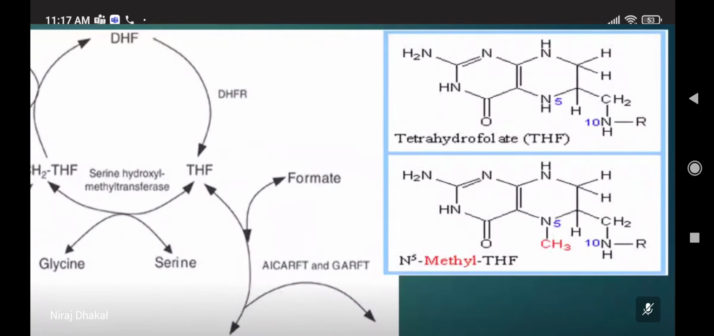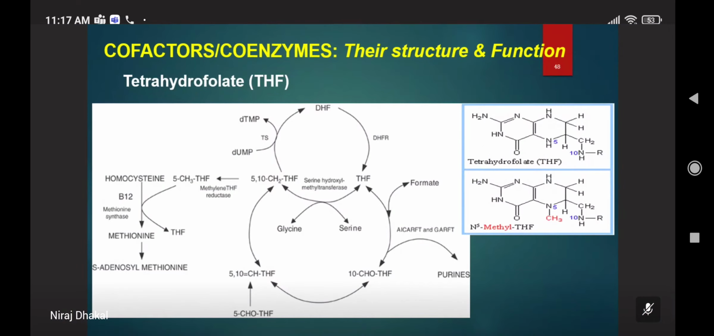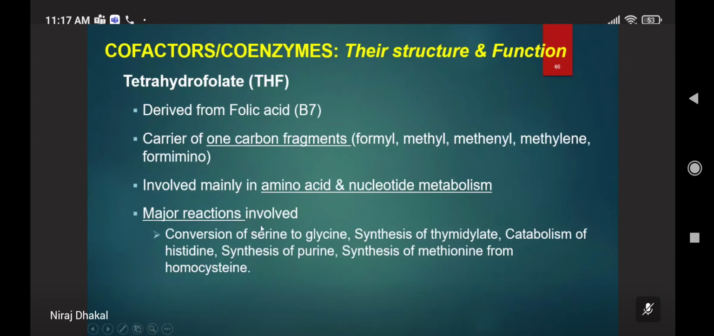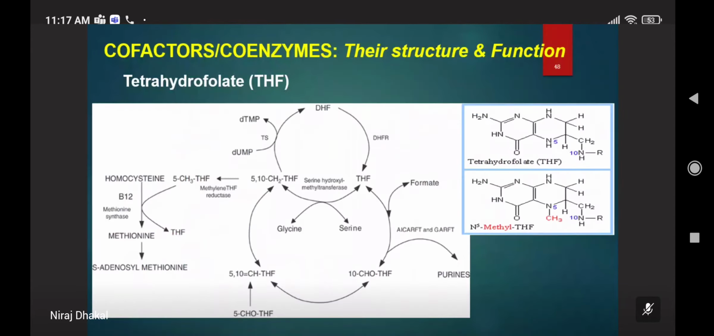But for now, just remember, you don't need this diagram, okay? You just have to remember the main biochemical reactions: serine to glycine, synthesis of thymidylate, histidine, purine, methionine. So this one is important. And this structure is also important because you must know the basic structure of all biomolecules. So then you can go on with other things.